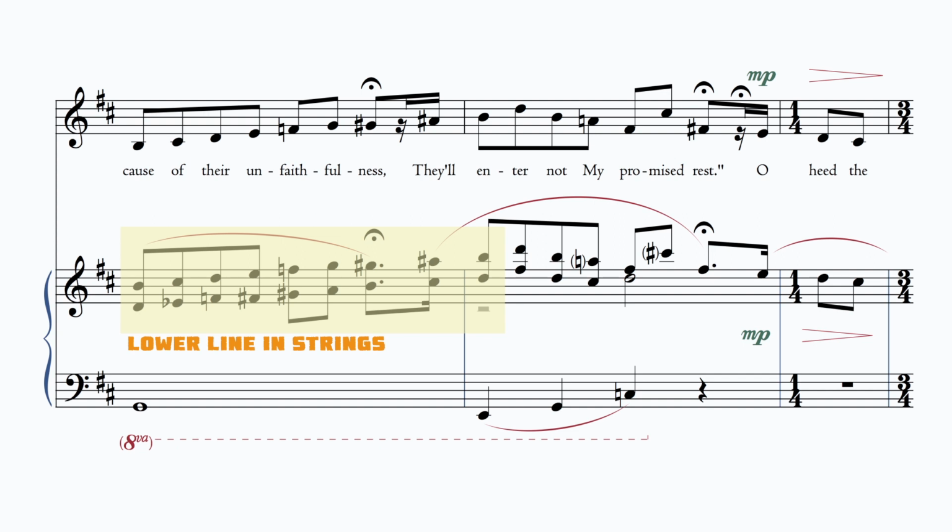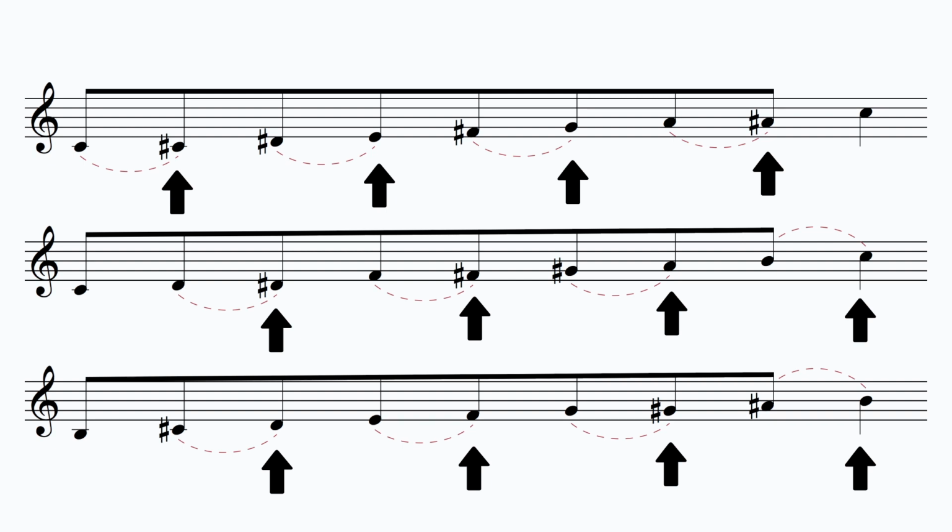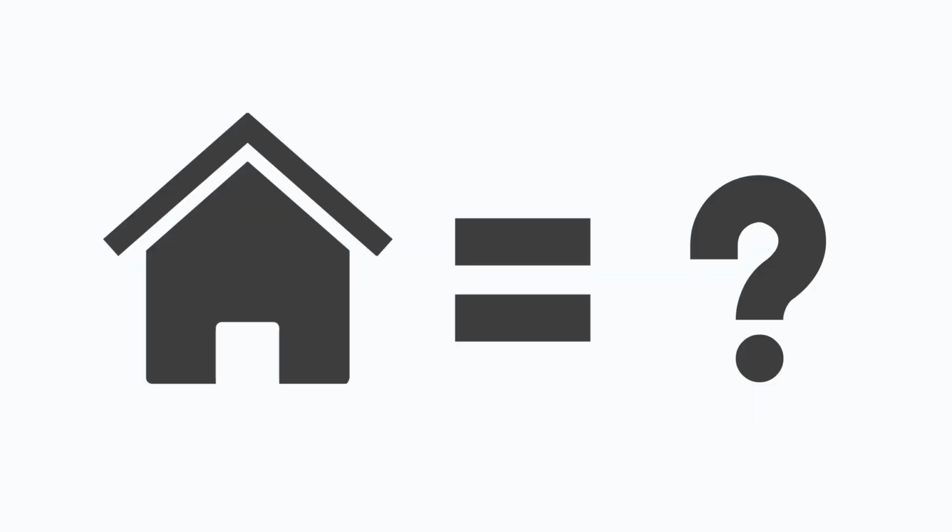The reason why I use this scale is because it tends to lack direction. With the abundance of half steps, i.e. leading tones, there are 4 possible places to which the melody can resolve. In other words, we have a hard time hearing where home is.